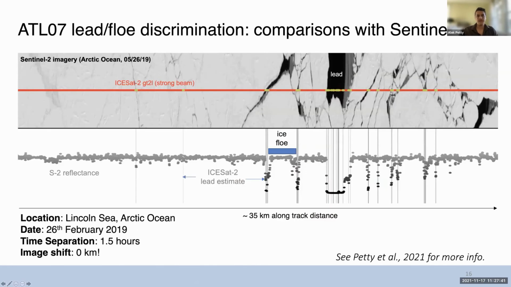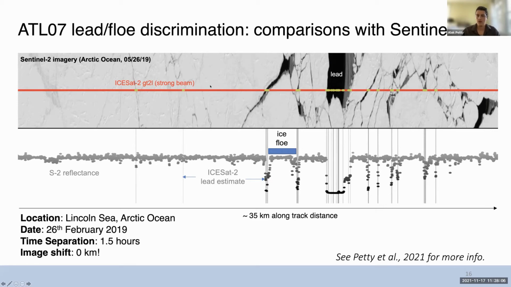Just to show that in a different perspective, this is just one of those beams now overlaid on a similar Sentinel-2 image, this one just north of the Canadian Arctic archipelago. And again, just really, really nice to see. We're picking out the big lead opening here, and also the smaller cracks here. And this matches up really well with the drops in reflectance from Sentinel-2.